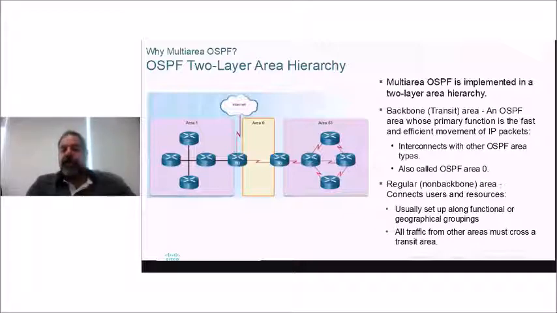So regular areas, non-backbone areas, are where your users and resources will be connected, usually set up along functional or geographical groupings. All traffic from other areas must cross a transit area, so that's area 0.